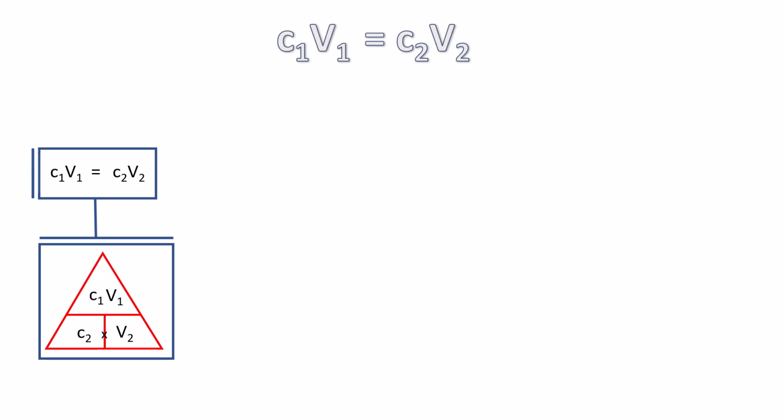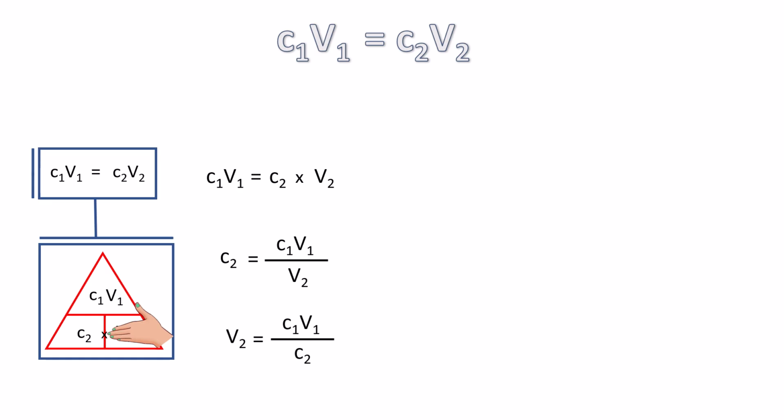So, to solve for C1V1, we cover it in the triangle, and we get C1V1 is equal to C2 times V2. To solve for C2, we cover it, and we get C2 is equal to C1V1 divided by V2. And covering V2 gives V2 is equal to C1V1 divided by C2. Note, however, that this triangle does not solve for C1 and V1.